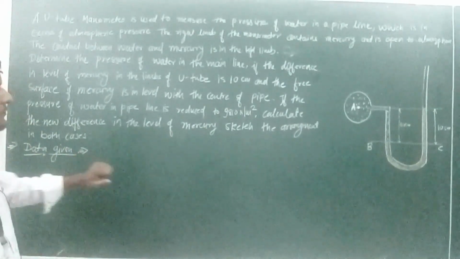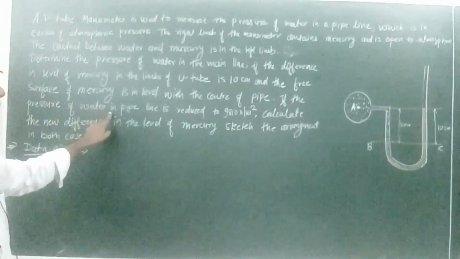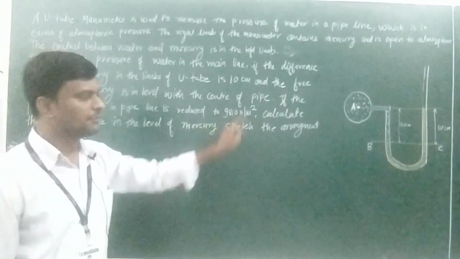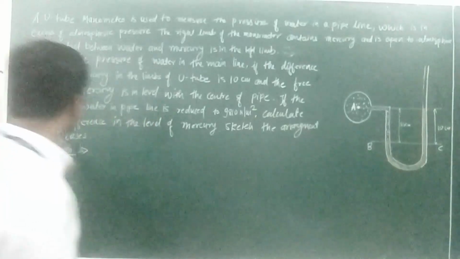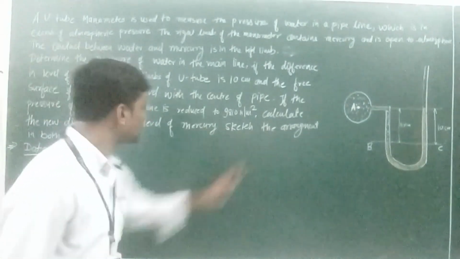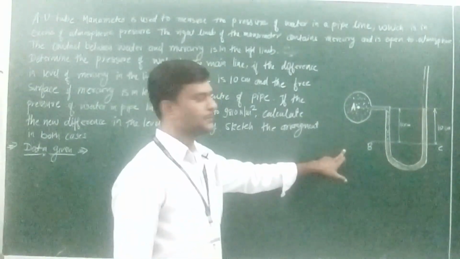Now what next? If the pressure of the water in the line is reduced to 9810 Newton per meter square, calculate the new difference in the level of the mercury and sketch the arrangement in both the cases. So this is the case number 1.